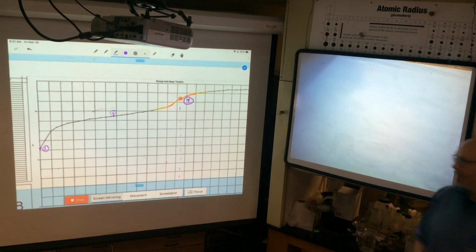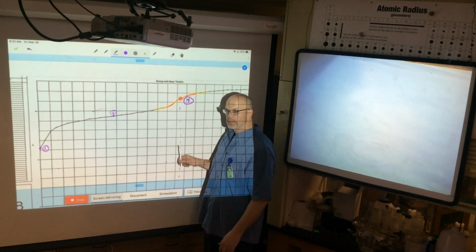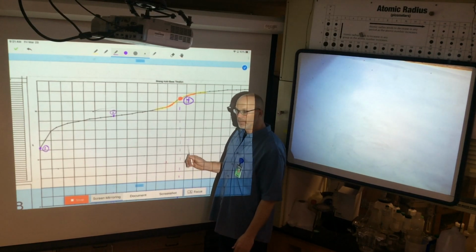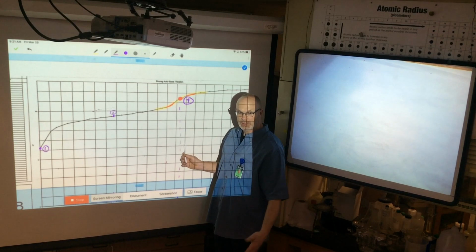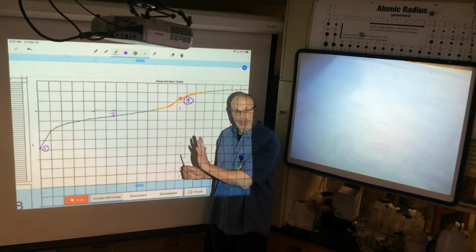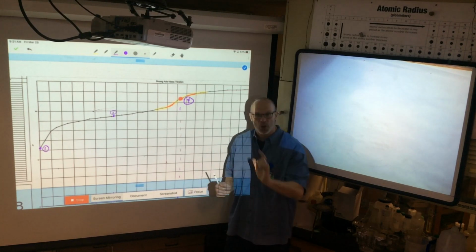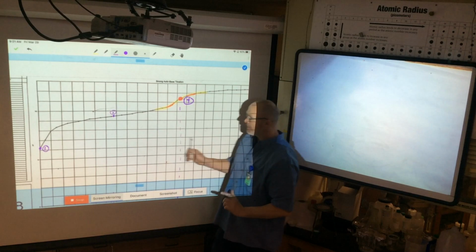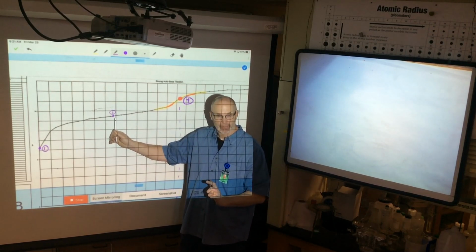That's important. How did I do that? Once I found this equivalence point, I figured out that that's the volume. What was this value? 27 milliliters of the base was enough base to completely neutralize all of the ammonium ions, that weak base. So half as much would be half that.